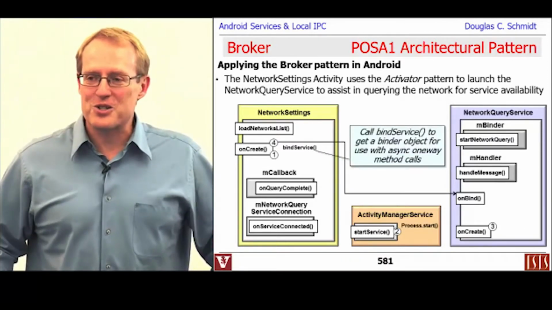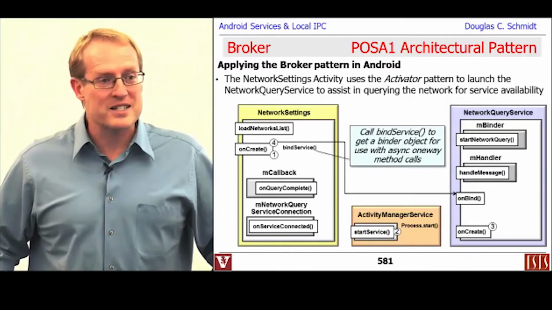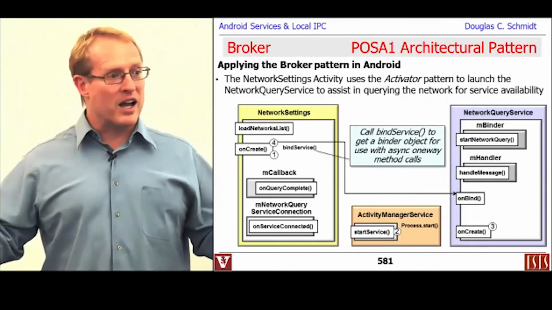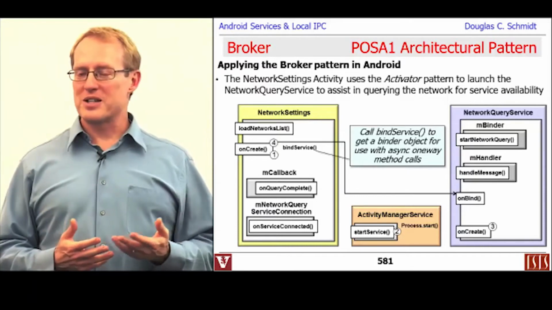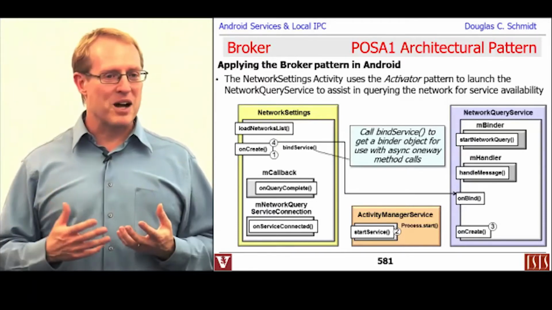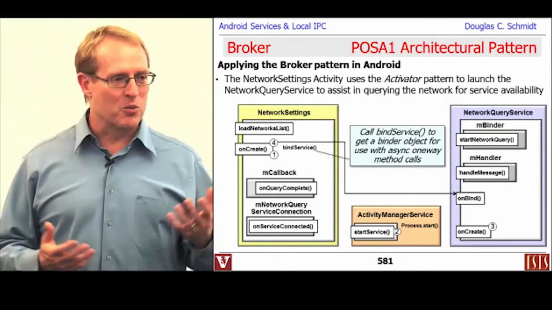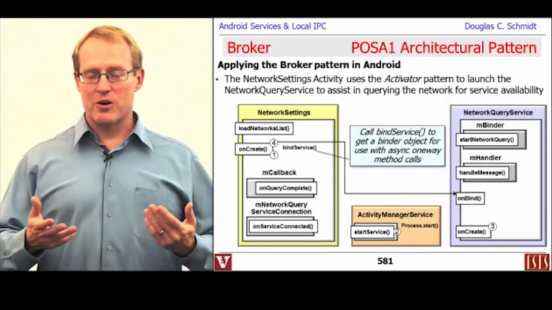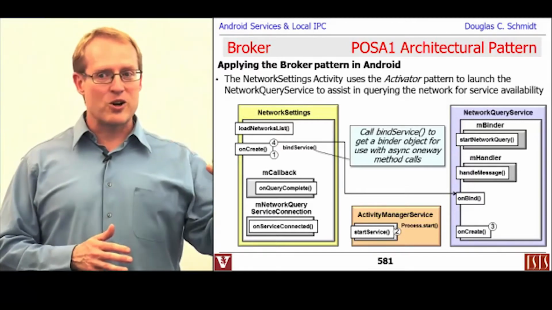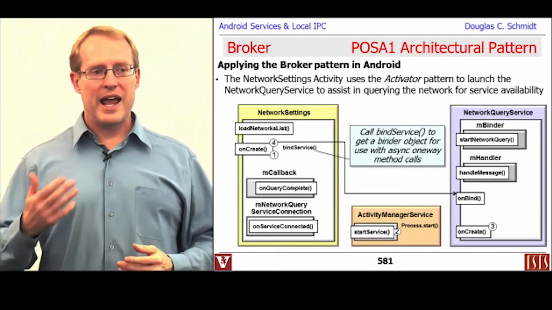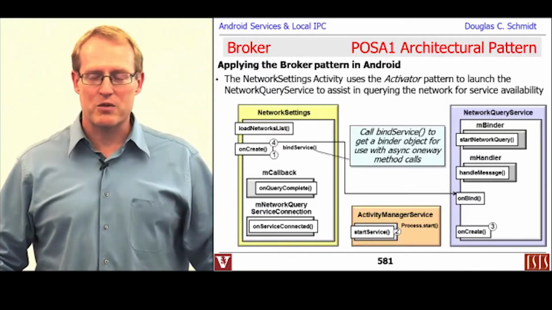Right after it calls start service, the network settings activity then makes a call to bind service, which is a little weird because it's kind of this Frankenstein monster that's a little bit of both worlds. The network query service is both a started service, because start service was called, and a bound service, because bind service was called on it.